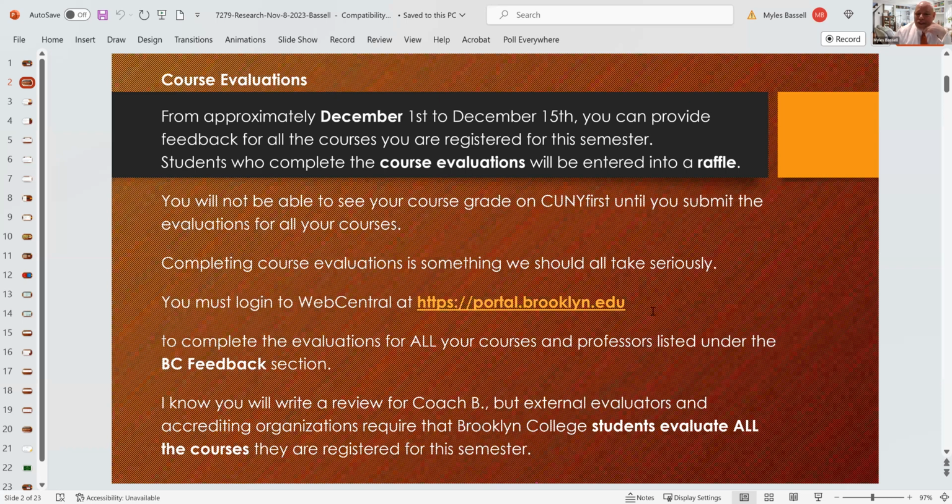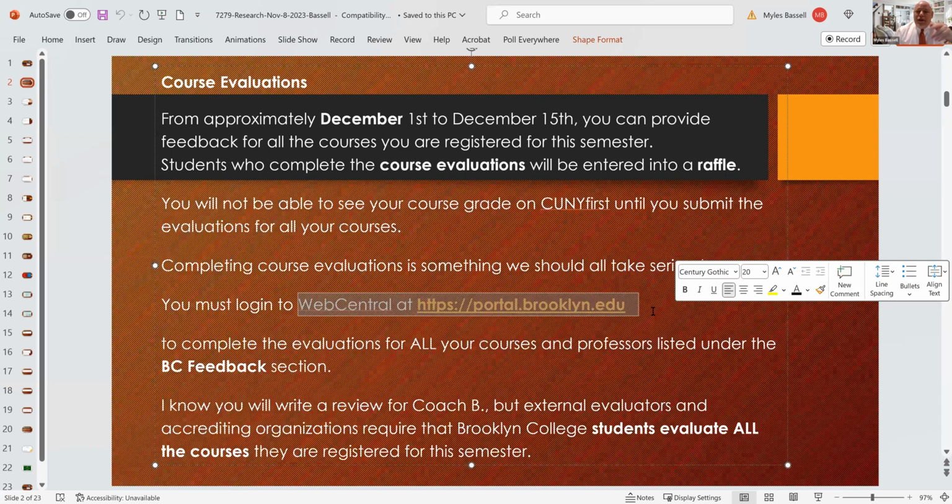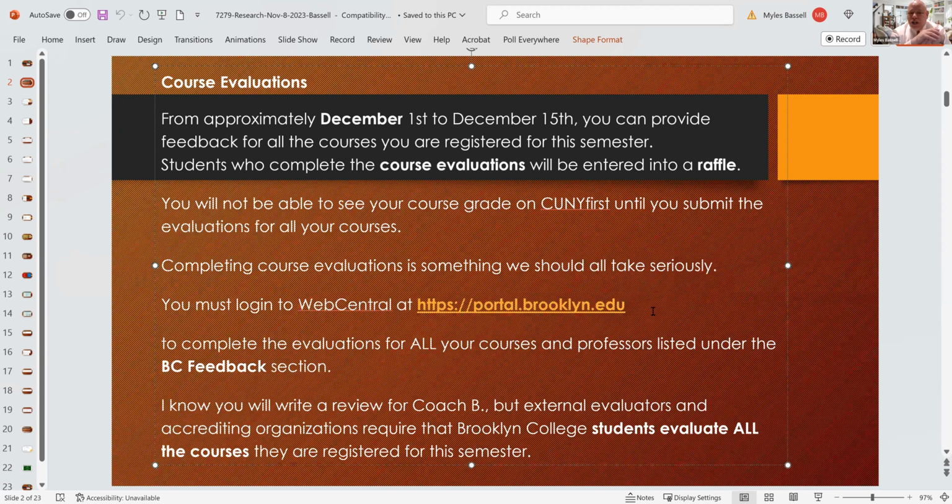This is the link for Web Central. Some that are new to the program, you should activate your Web Central account. Everybody has one, and there's all sorts of resources there and information about yourself, right? Your EMPL ID number, your college email address. So if you haven't ever accessed Web Central, you should. And I believe by the 1st of December, through December 15th, you'll be able to complete the course evaluations.